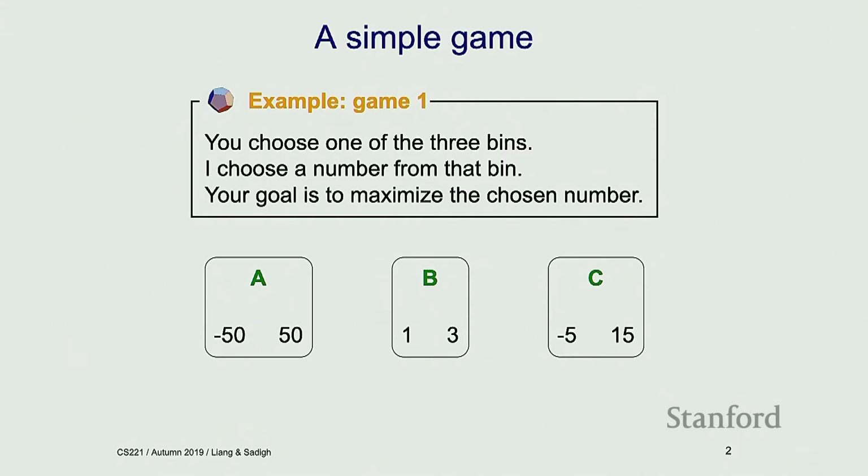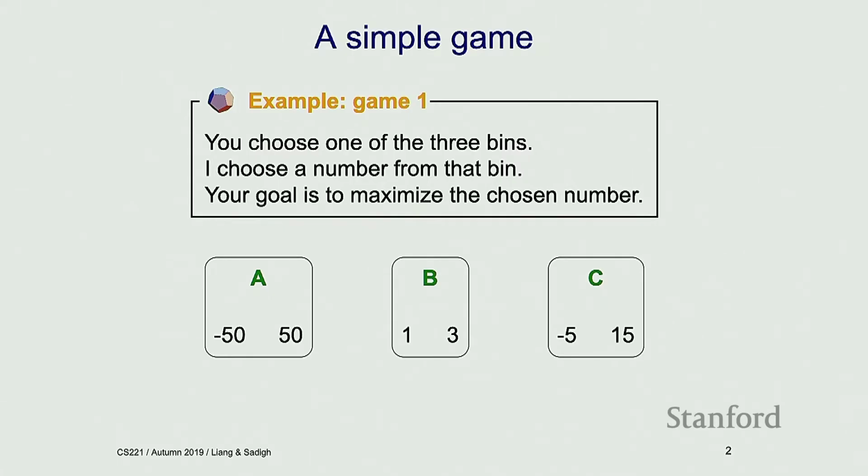All right, so let's start with an example. This is actually an example that we are going to use throughout the lecture. The example is we have three buckets. We have A, B, and C. And then you're choosing one of these three buckets. And then I choose a number from the bucket. Your goal here is to maximize the chosen number. And the question is, which bucket would you use?